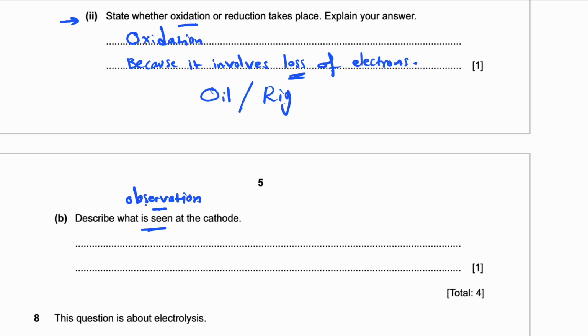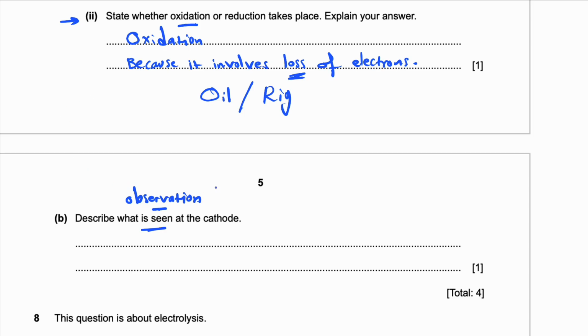What is produced means he needs the name of the substance, but observation means you have to mention whether you have effervescence, a color change, or fumes, like green gas or brown fumes, but the identity of the substance is not important.